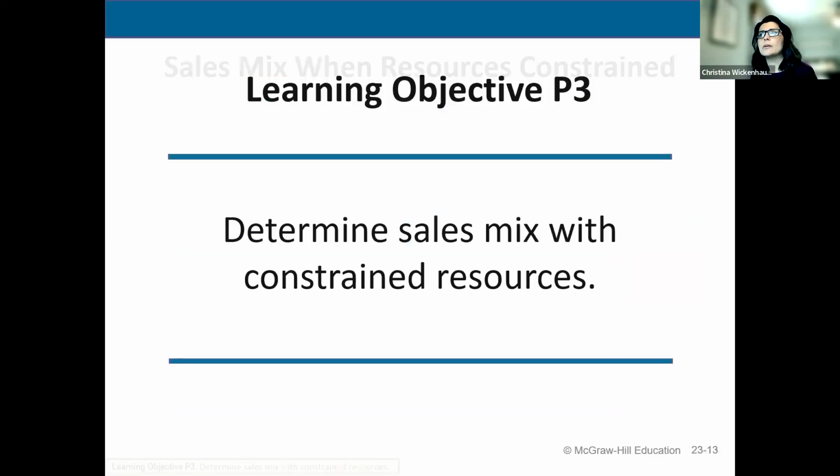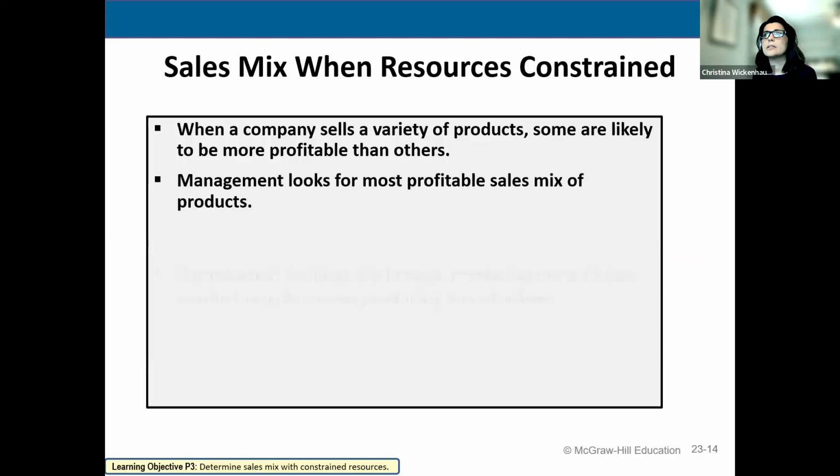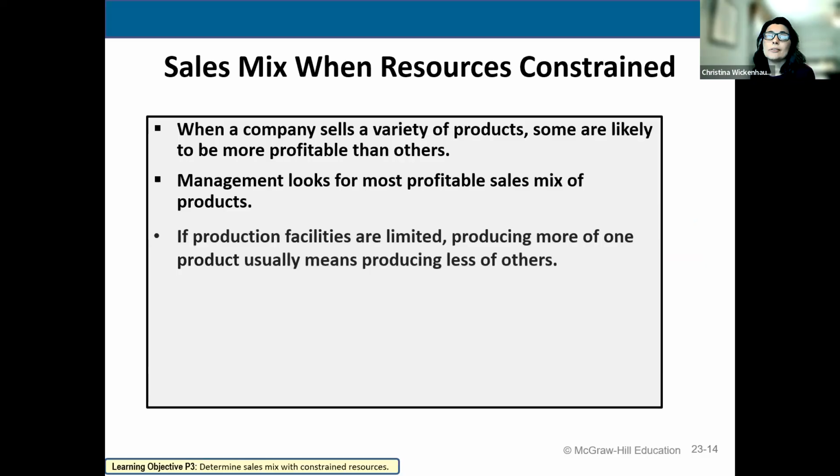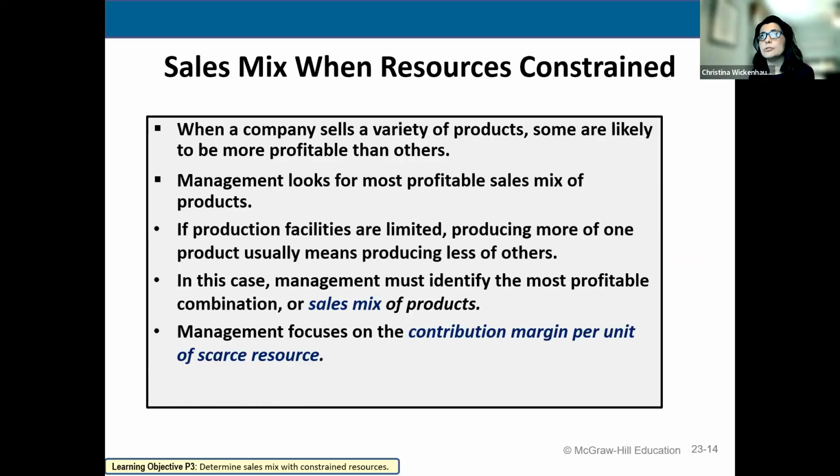All right, so how do we determine our sales mixes? A company sells a variety of products, and not all of them are going to be equally profitable. There's always going to be one that's doing better than all the others. So one of management's roles is to figure out which ones and how much they should sell of each of their products. This is great for all of you who are not becoming accountants, but are looking at going into business management. These are some of the decisions you might be faced with.